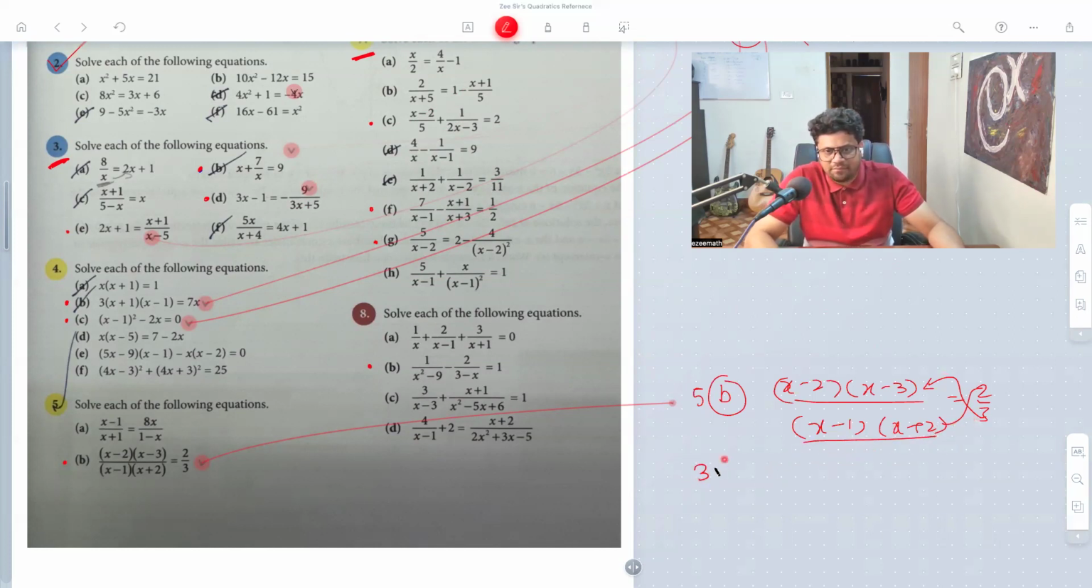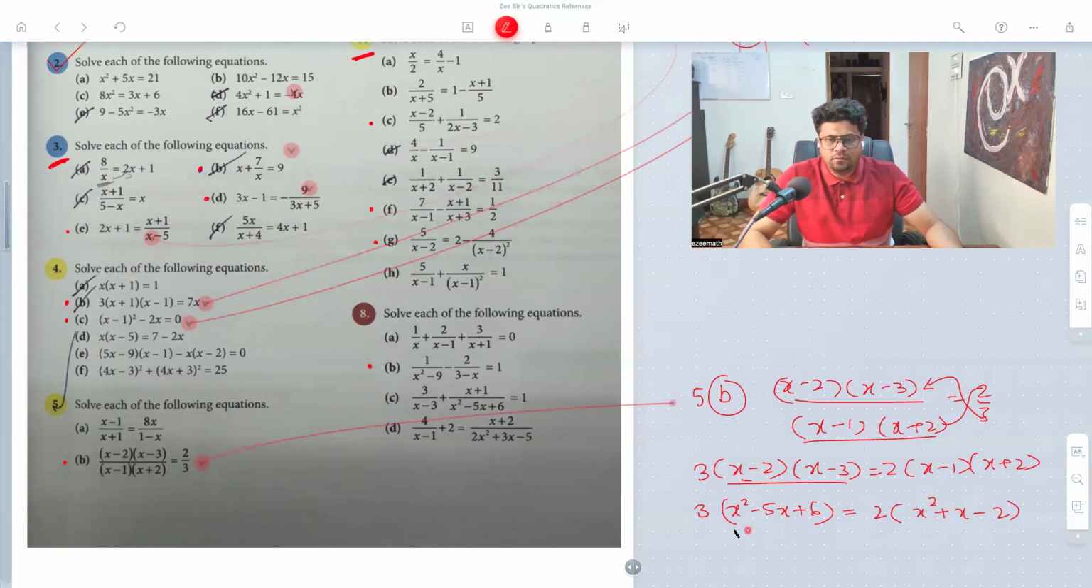So we go 3 times x minus 2 into x minus 3 equals 2 times x minus 1 into x plus 2. Now, this is literally x squared minus 5x plus 6 when you multiply these two. And this is x squared plus x minus 2. And you're going to end up with 3x squared minus 15x plus 18, taking that 3, multiplying with all the terms inside, 2 multiplied with all the terms inside, 2x squared plus 2x minus 4.